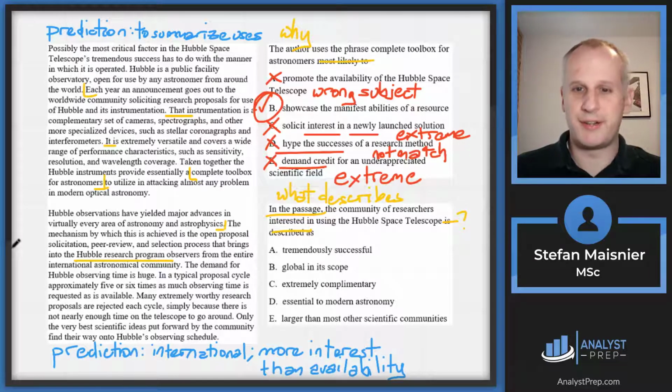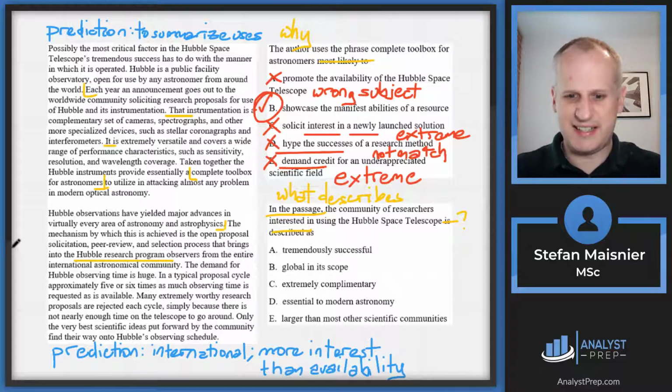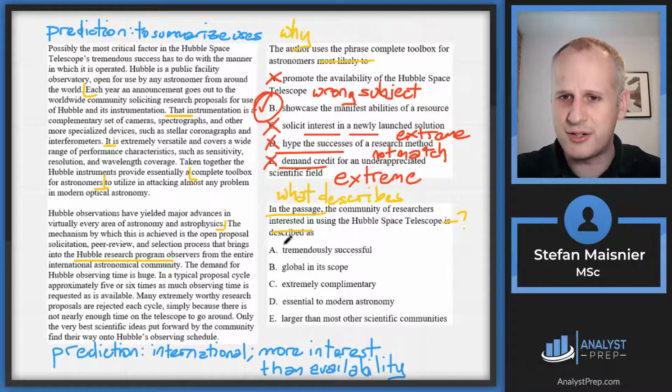So then we just go to our answer choices again, contrasting against our broad prediction that we've got written out. So the community is tremendously successful. Well, again, that seems like something that would be reasonable, but that will require outside knowledge. We know that the observations have yielded major advances before, but we don't know that the community of researchers is necessarily tremendously successful. So that's extreme and just not supported by the passage.